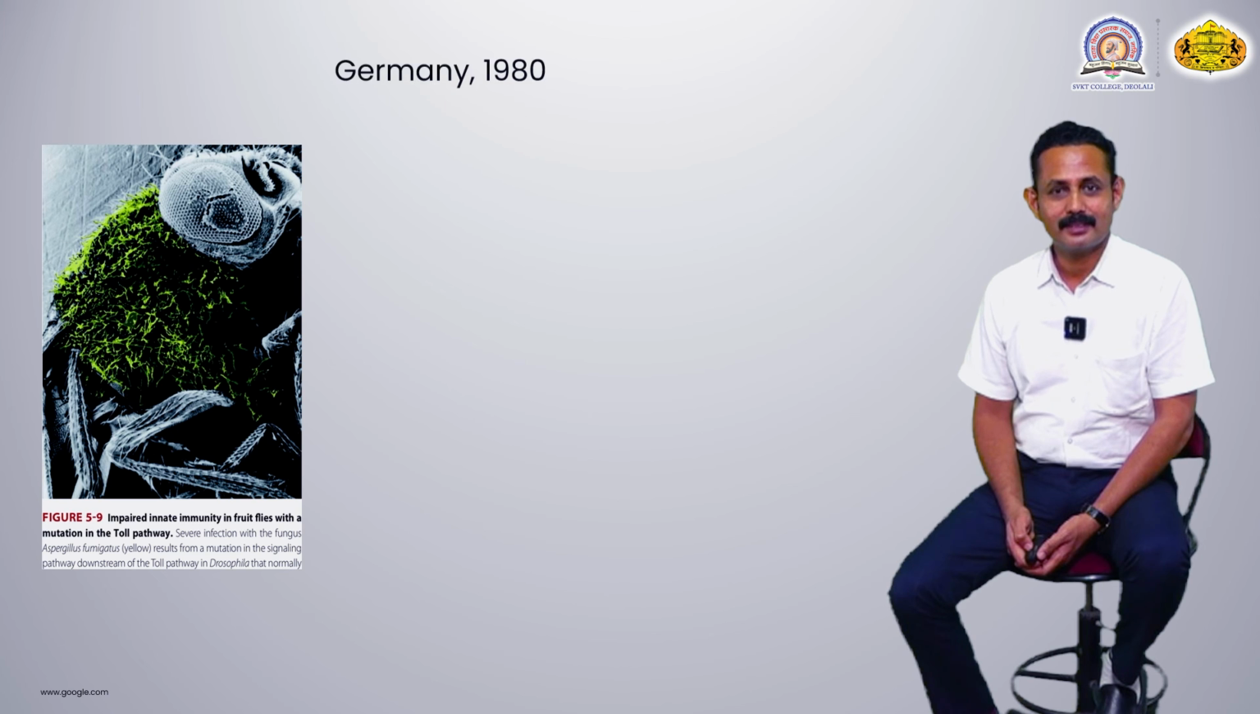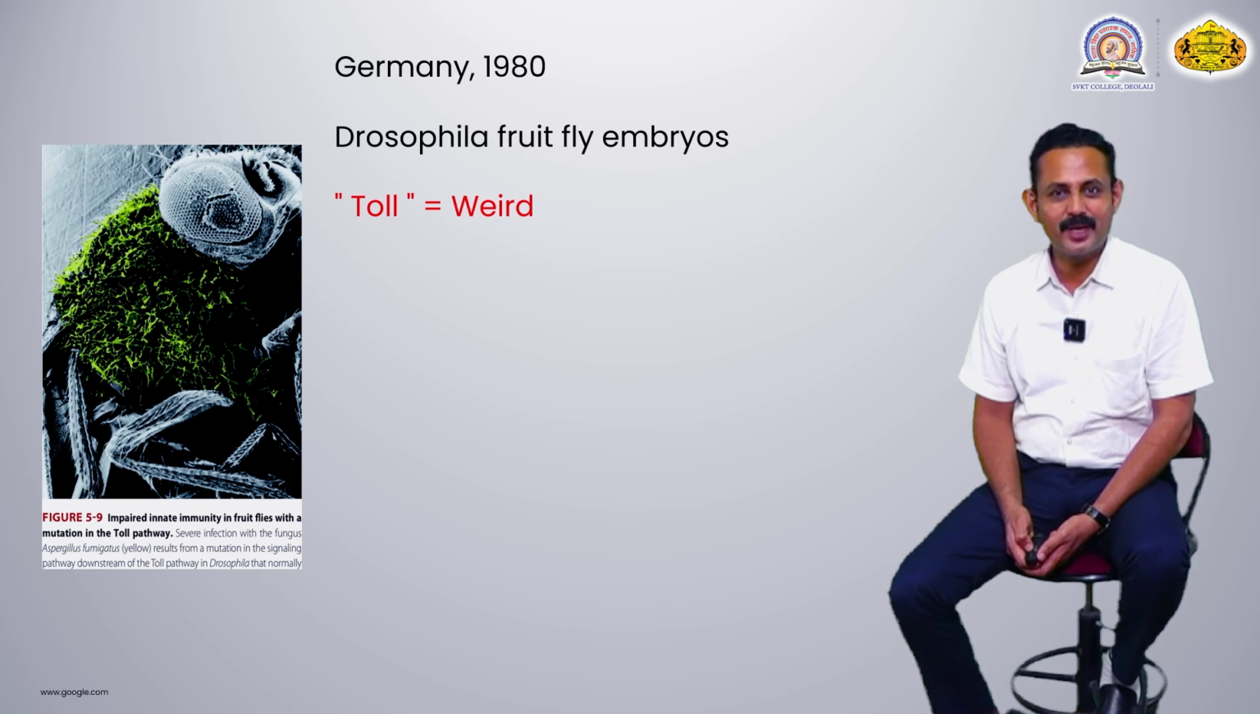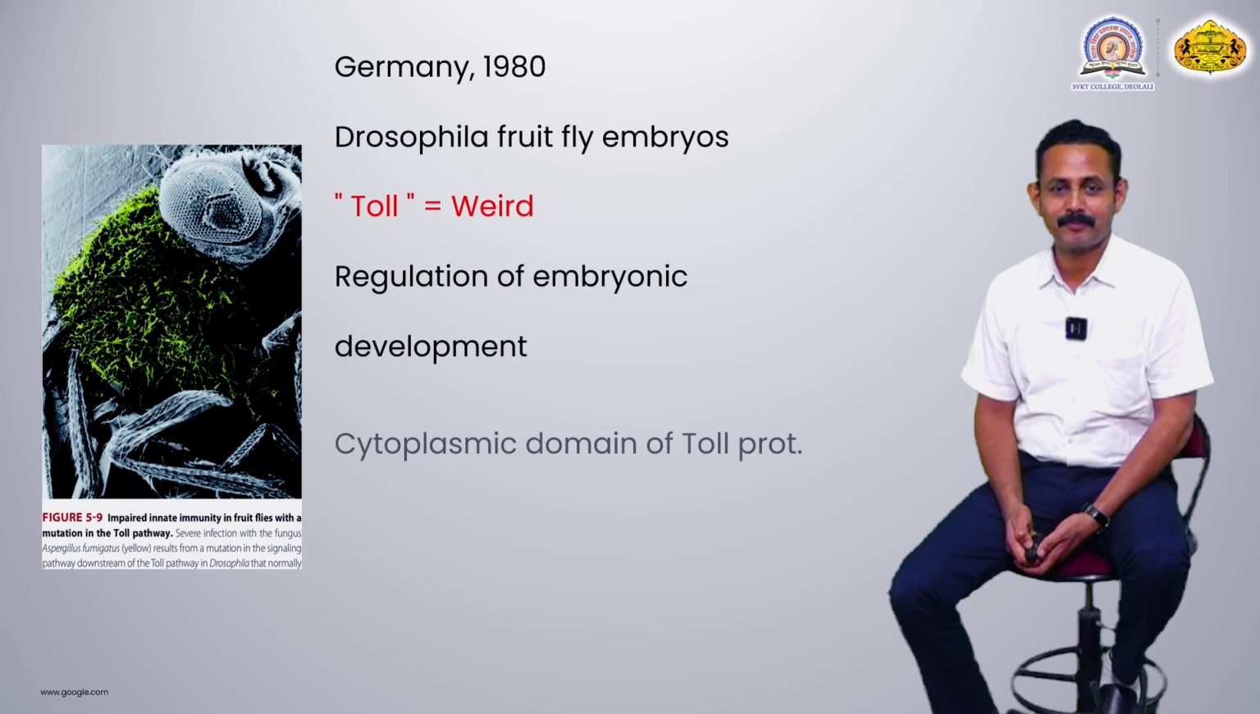This was discovered in Germany in 1980, first found in the Drosophila fruit fly embryo. Toll is a German word whose meaning is weird. It is actually involved in the regulation of embryonic development of the Drosophila fruit fly.